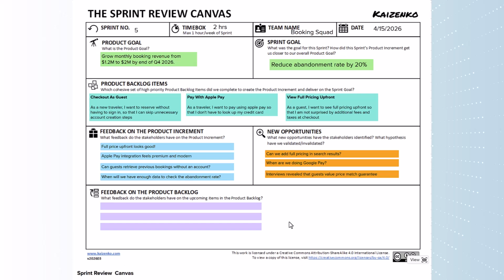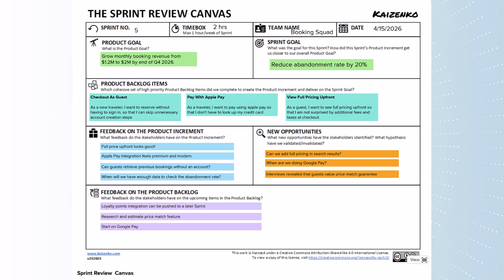Finally, we look at our product backlog and make changes to ensure that what we are about to work on next is the most valuable thing possible. In our case, we decide to make adjustments based on the discussions we just had. We're going to push out loyalty point integration in favor of researching further what the price match guarantee might involve. We will also move up Google Pay and work on that next.